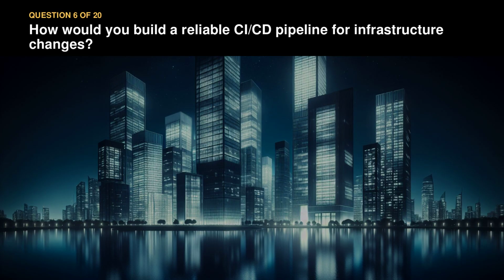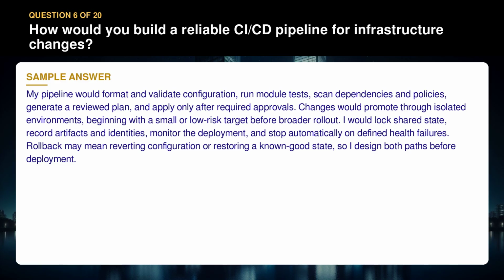Question 6. How would you build a reliable CI/CD pipeline for infrastructure changes? My pipeline would format and validate configuration, run module tests, scan dependencies and policies, generate a reviewed plan, and apply only after required approvals. Changes would promote through isolated environments, beginning with a small or low-risk target before broader rollout. I would lock shared state, record artifacts and identities, monitor the deployment, and stop automatically on defined health failures. Rollback may mean reverting configuration or restoring a known good state, so I design both paths before deployment.